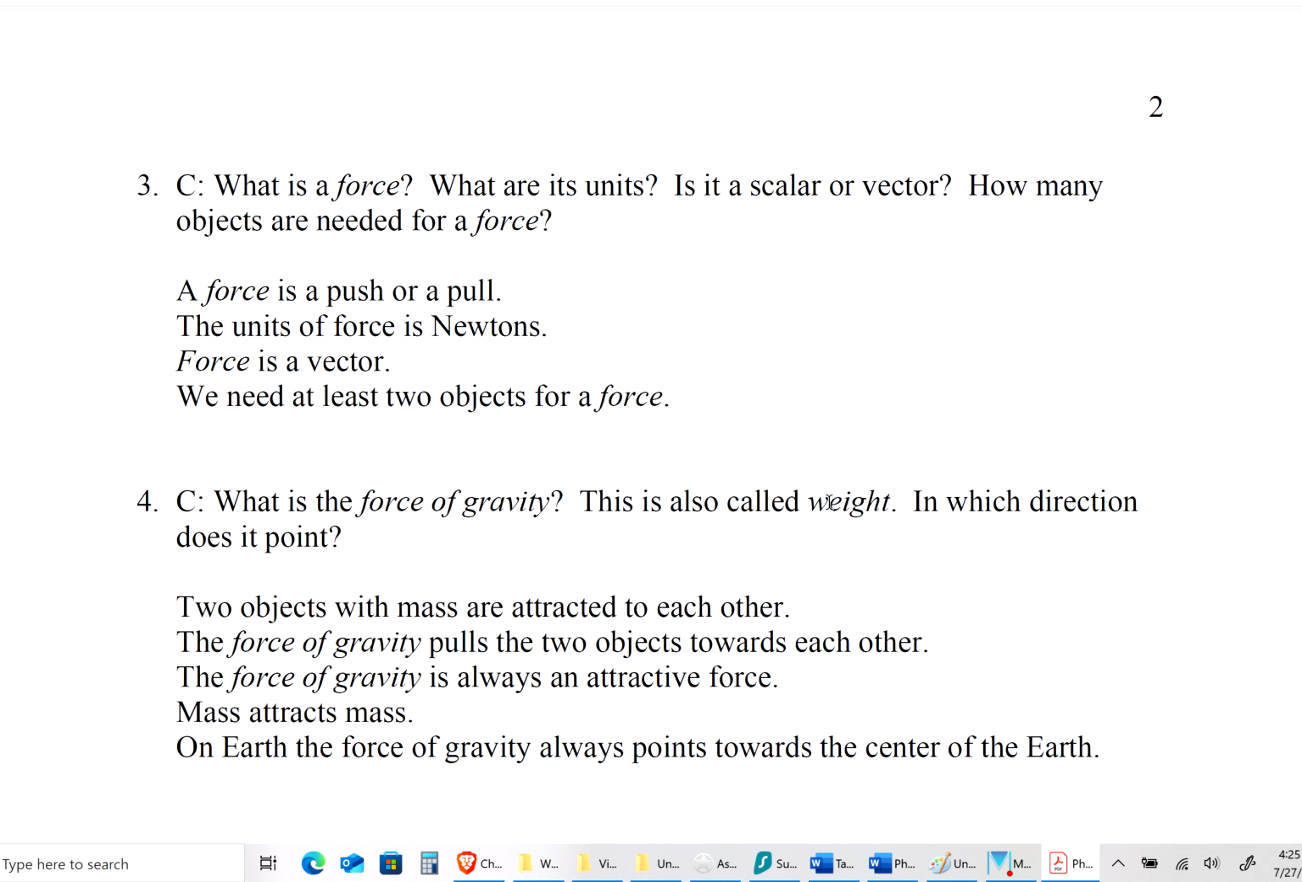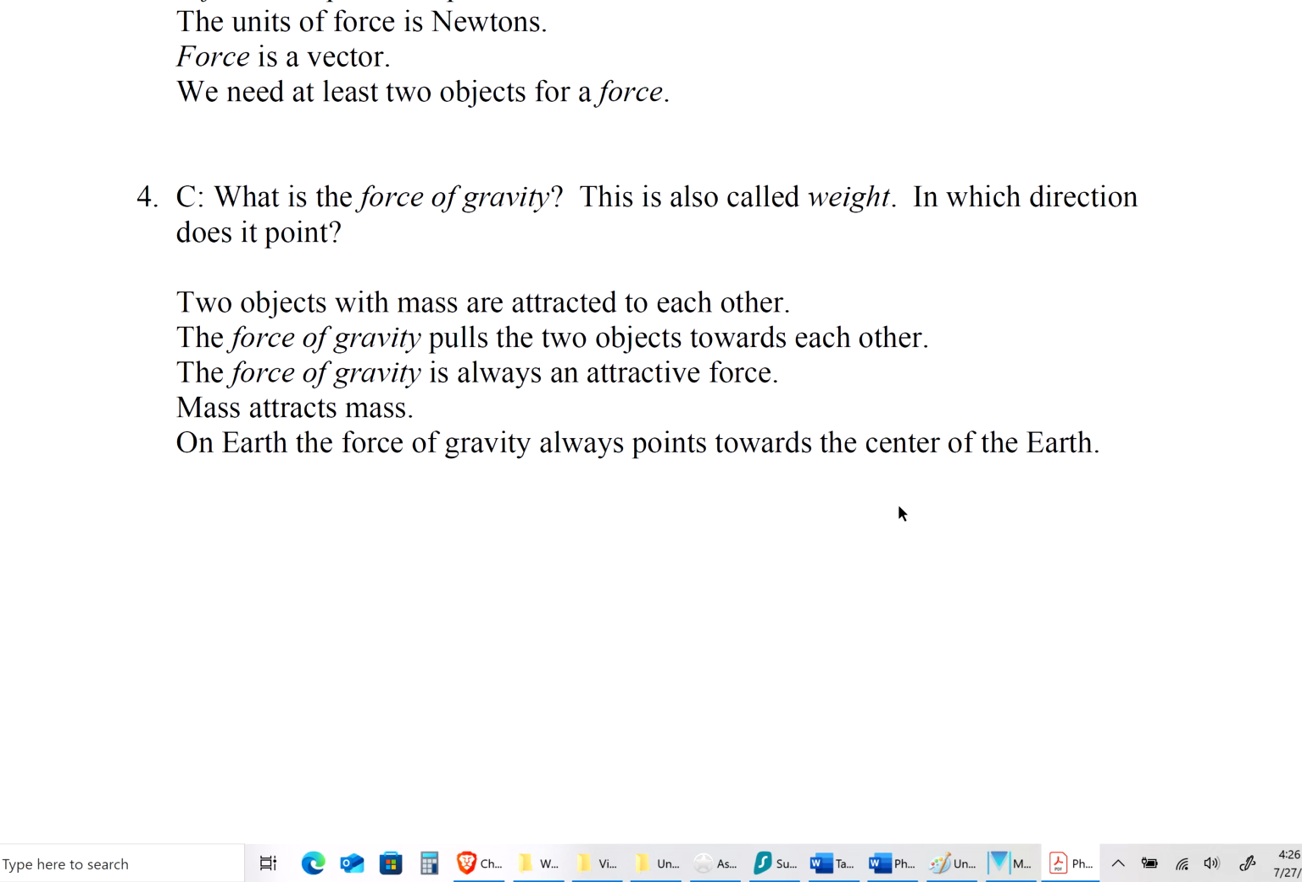Question number 3. What is a force? What are its units? Is it a scalar or a vector? How many objects are needed for a force? A force is a push or a pull. The unit of force is newtons. Force is a vector. We need at least 2 objects for a force. For example, I push the wall, the wall pushes me. I pull on the box, the box pulls on me.